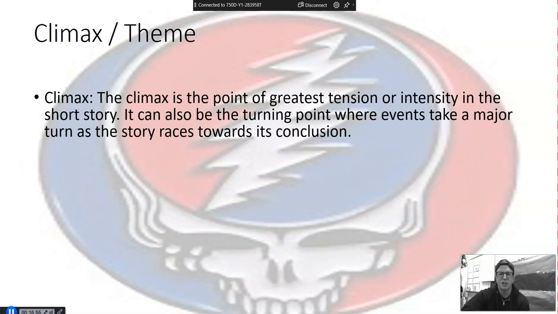Climax is the point of greatest tension or intensity in the short story. It can also be the turning point where events take a major turn as the story races towards its conclusion. Okay, with the Story of an Hour, we think that when she has her moment of climax, literally when she has her orgasm, brought on by the idea of freedom, many readers think that's the climax of the story, until she runs out into the hallway and she sees her husband coming in, and her heart explodes. Okay, that's the actual climax, and that leads into the resolution of the story. So that's the moment where the story really takes us to the point.